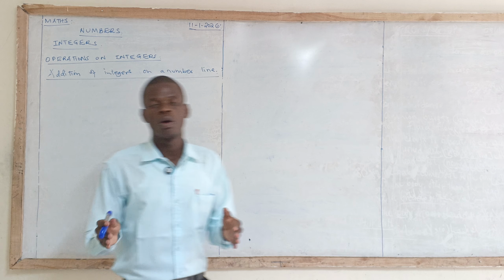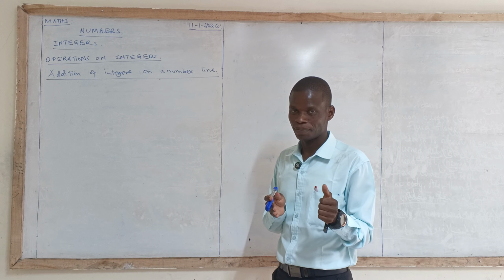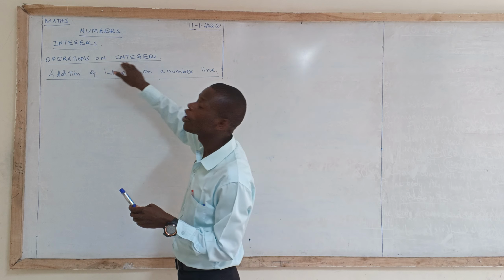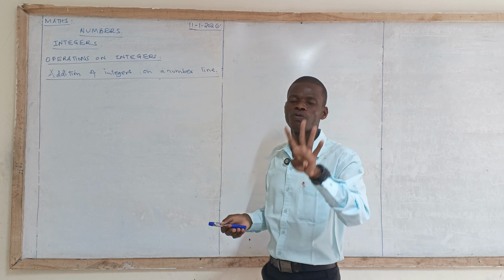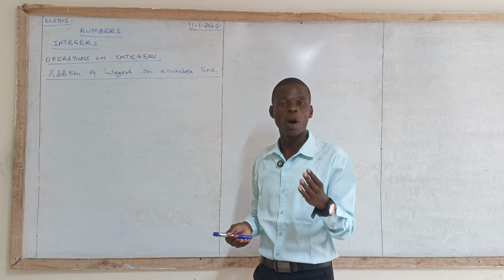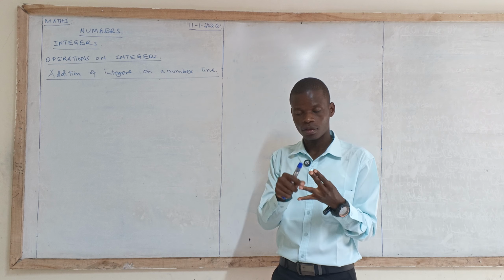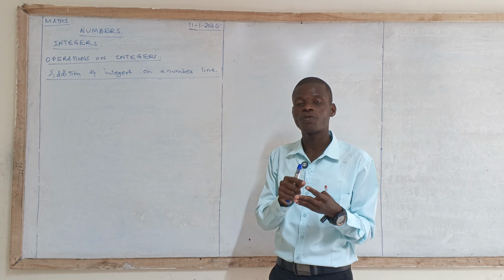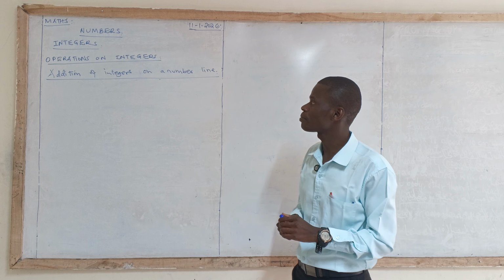Now, we know how to represent our integers on a number line. The next thing, we have operations on integers. What are operations? We have 4 basic operations: 1, addition; 2, subtraction; 3, division; and 4, multiplication. Those are the 4 basic operations.